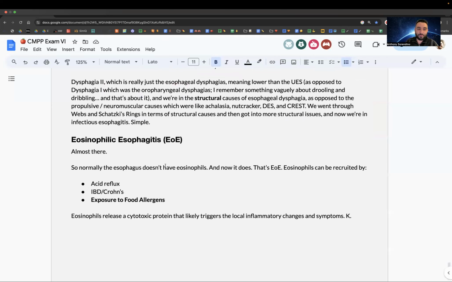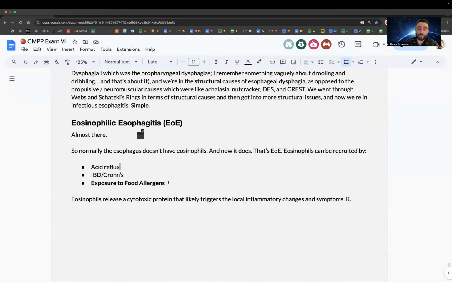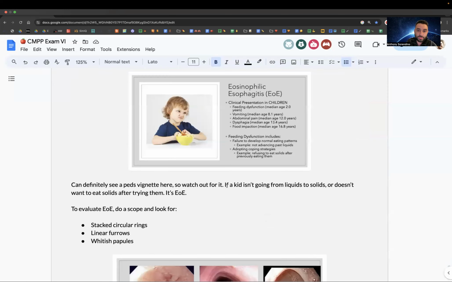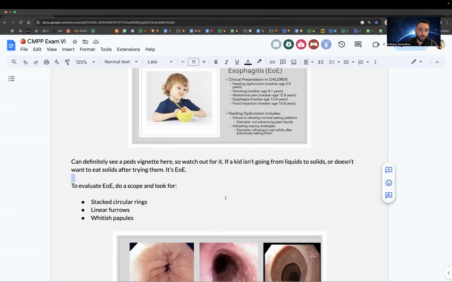We're almost there. Okay. Eosinophilic esophagitis. So this is that kind of allergic reaction that you can get. You're going to see this in children. You can see it in adults too, but I think the vignette will be kids. So you want to look out for if a kid isn't progressing from liquids to solids, or they don't want to eat solids after trying them for the first time, most likely they're allergic to something. They're having this EOE. So that's something you want to look out for.